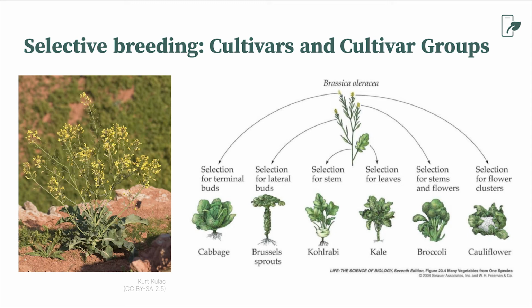So for its terminal buds, it's been selected for, and that's what gives rise to cabbages. Lateral buds, which means buds on the side of the plant, which is what Brussels sprouts are. For its stem, which is where kohlrabi comes from. Leaves, kale. Stems and flowers, which is broccoli. And flower clusters, which is what you eat with your cheese in the form of cauliflower. And this is selective breeding by humans for particular traits.